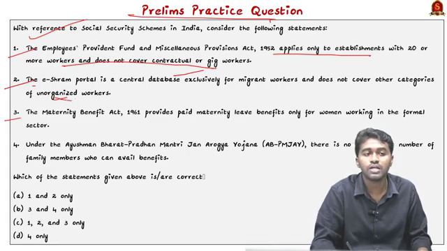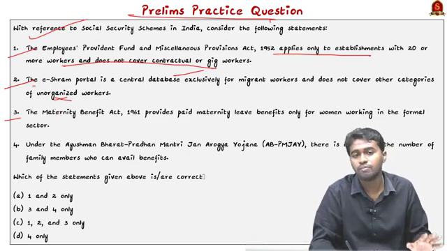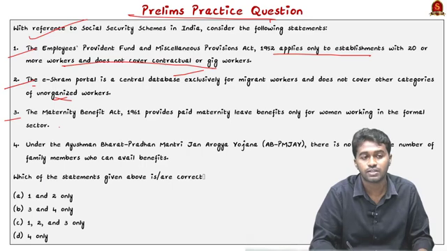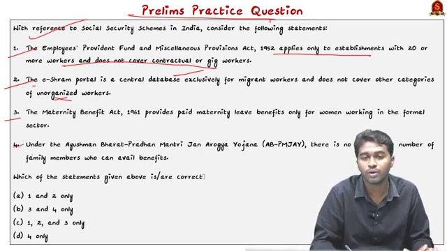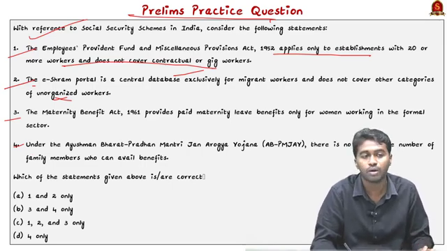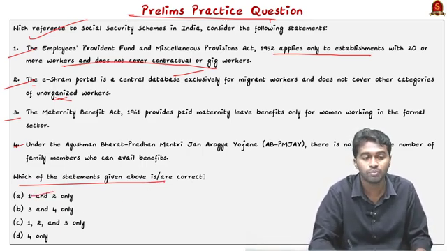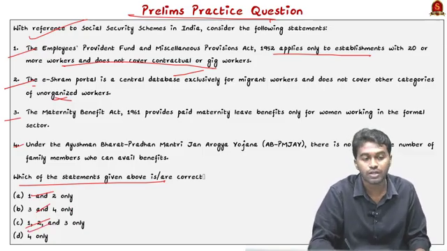Statement 3, the Maternity Benefit Act, 1961 provides paid maternity leave benefits only for women working in the formal sector. And statement 4, under the Ayushman Bharat Pradhan Mantri Jan Arogya Yojana, there is no cap on the number of family members who can avail benefits. Which of the statements given above is or are correct? Option A, 1 and 2 only; option B, 3 and 4 only; option C, 1, 2 and 3 only; and option D, 4 only.